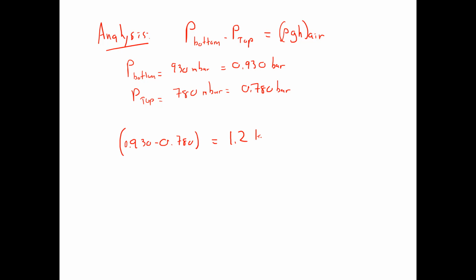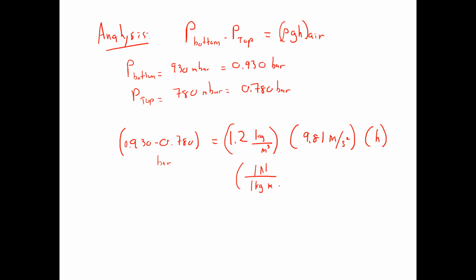the density of air, 1.2 kilograms per meter cubed, times gravity, 9.81 meters per second squared, times h in meters. Now, I can't leave it in this form, because here I have bar, and I don't have bar on this side. So in order to make sure my units are consistent, I have to multiply this whole equation by 1 Newton is 1 kilogram meter per second squared.